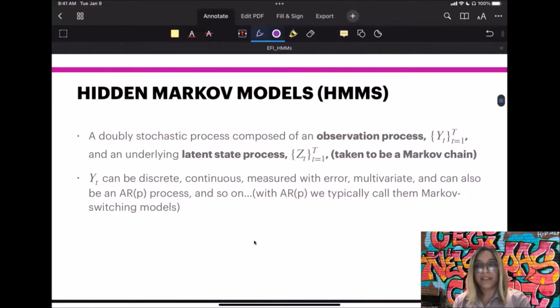Our observations can be discrete, continuous, measured with error, multivariate, or could even be extended to an autoregressive process, where we typically refer to hidden Markov models with autoregressive processes as Markov switching models. This has actually been used as well to analyze depth data. So Markov switching models and hidden Markov models refer to generally the same type of class structure.